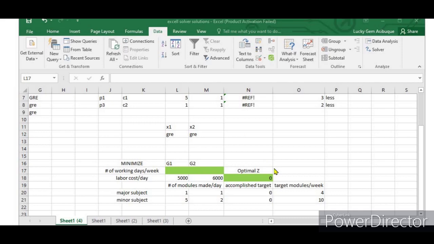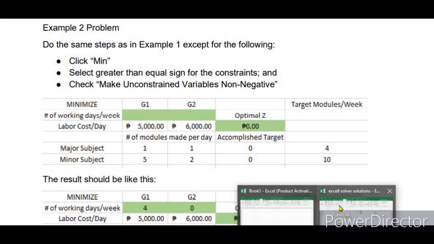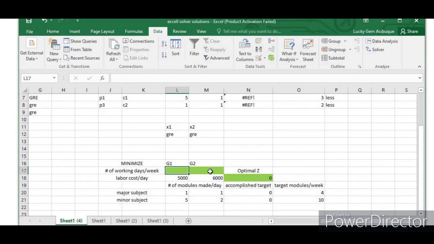For the minimization, from the example number 2, the problem about making modules, so it is a minimization. So this is how you do it. The formula of the cell under optimal Z is this. You will just get the product of this cell and the cell, and you add it to the product of this cell and the cell.